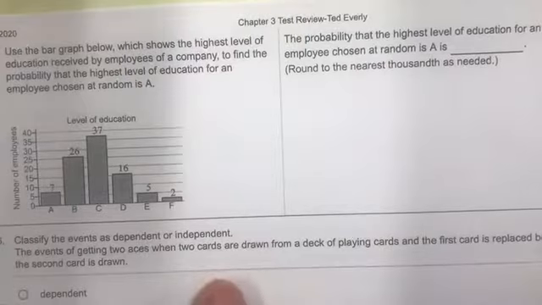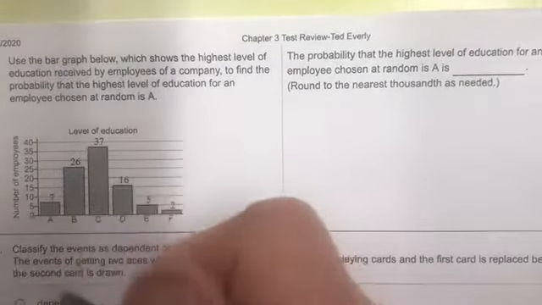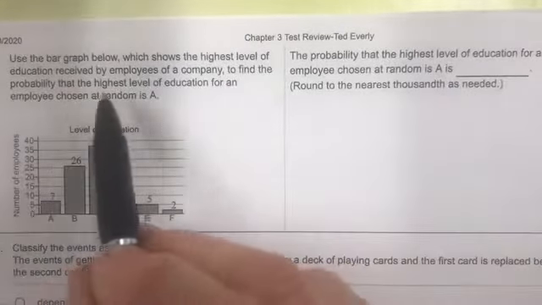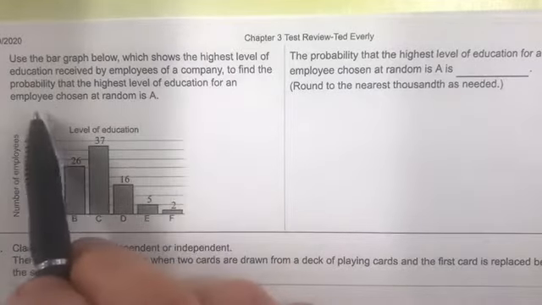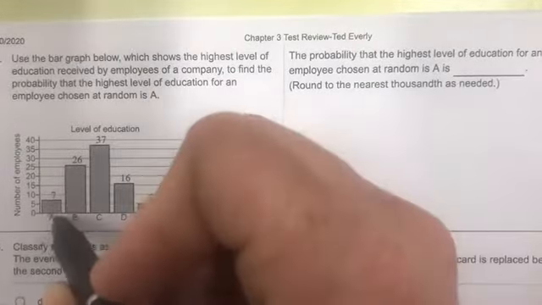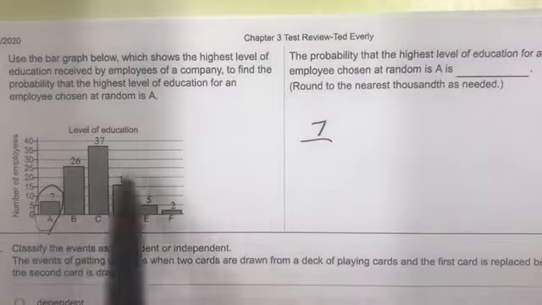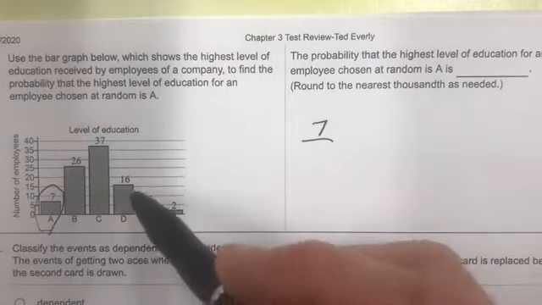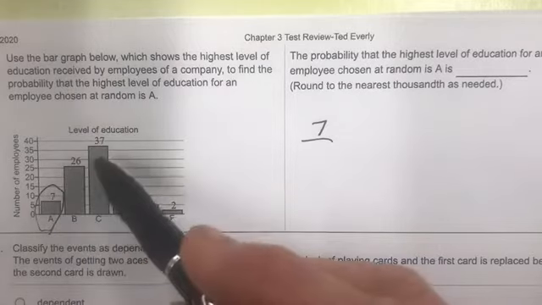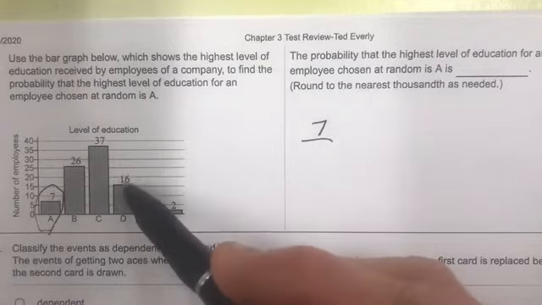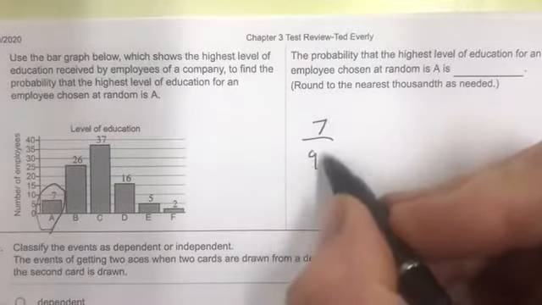All right, 35 here. All right, we see this little bar graph shows the highest level of education received by employees of the company. To find the probability that the highest level of education for an employee chosen at random is A. So here's A, right here, 7. There's 7 of those out of how many total? So I add all these up. All right, so let's see here. That's going to be 26 and 7 would be 33 plus 37 is 70, 86, 91, 93. 7 out of 93.